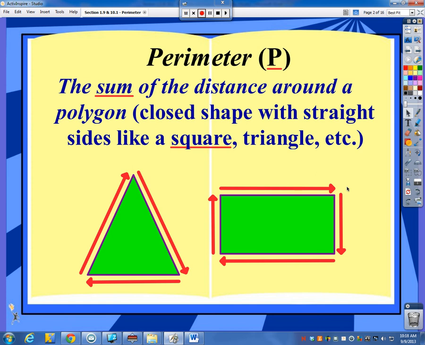First off, perimeter. We usually designate perimeter with a capital P, okay? Capital P, emphasis there. And perimeter is just the sum of the distance around really any polygon, where a polygon is a closed shape with straight sides, like a square, a triangle, rectangle, pentagon, hexagon, etc. Now, a circle is not a polygon. It does not have straight sides. But a circle does have a perimeter. It's just called something else. And we'll get to that next semester when we focus primarily on circles.